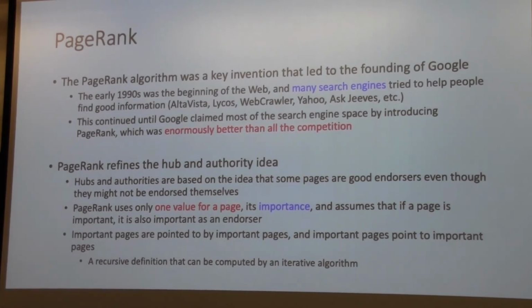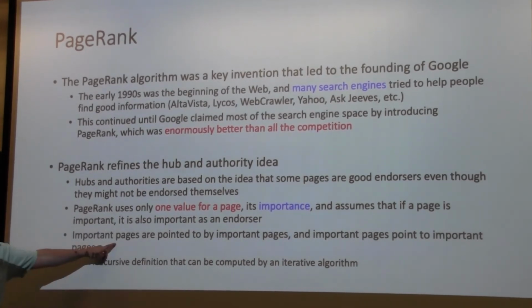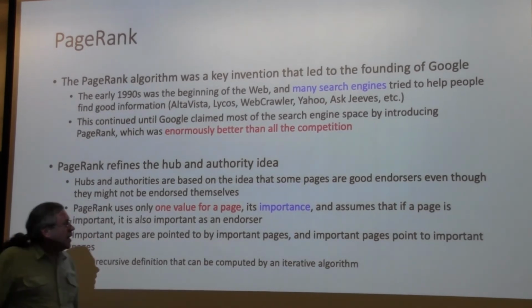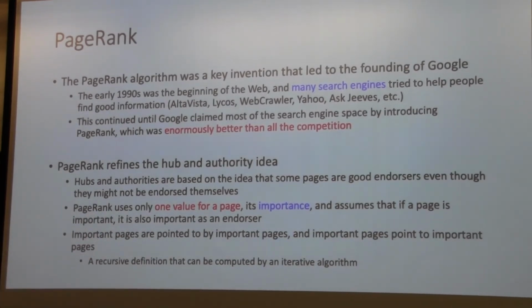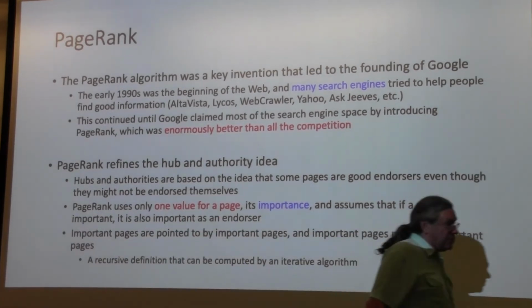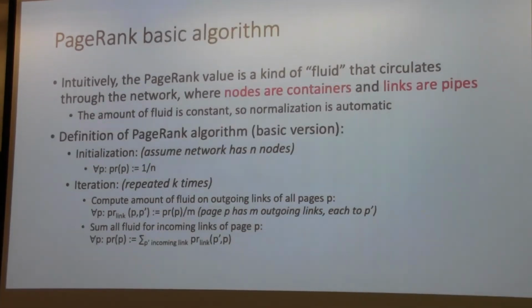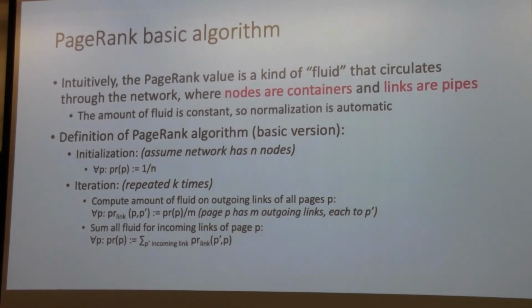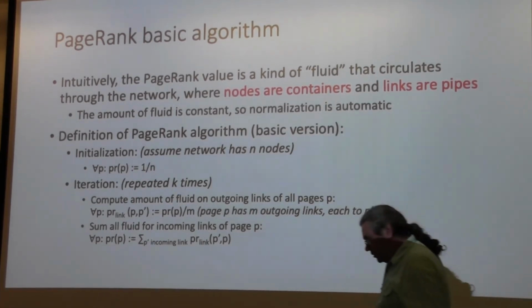So, PageRank, they were correct. Only one value is needed. Important pages are pointed to by important pages, and important pages point to important pages. So again, this is recursive. And so, PageRank is an iterative algorithm that goes to fixed point, and it has a really nice intuition.